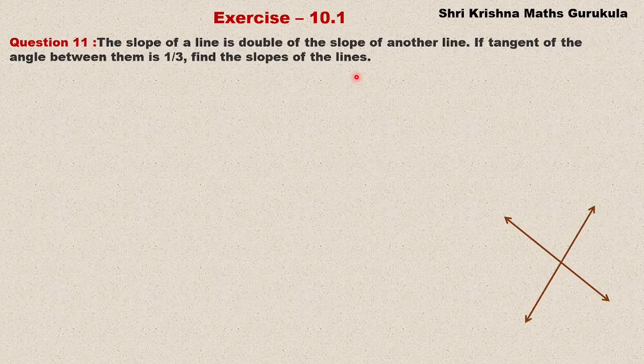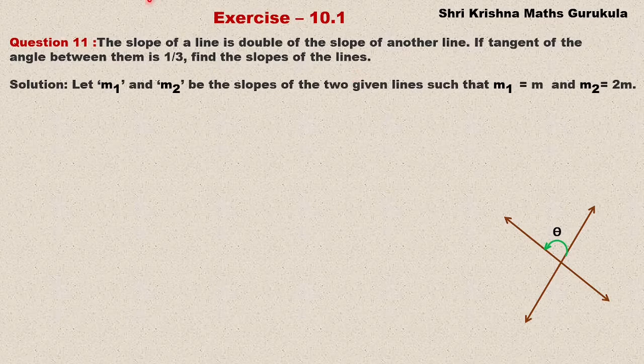Let us consider two lines, and if theta is the angle made between them, then tan theta is 1 by 3. Is this clear? The angle can be this also. We are not worried about which angle it is because we are already given the value of tan theta. The angle can be this or it can be this. Now let us solve it.